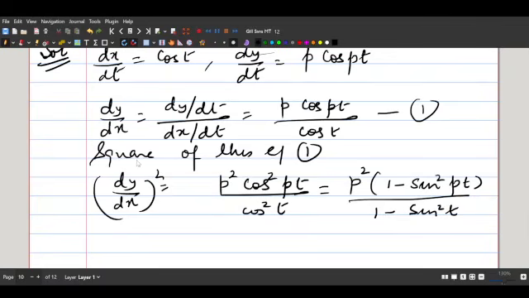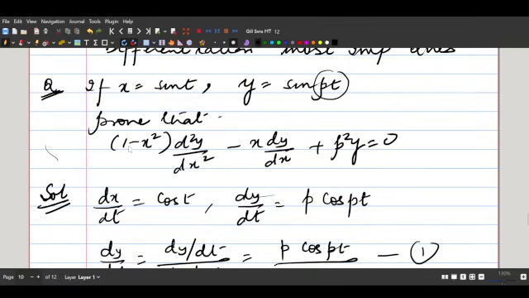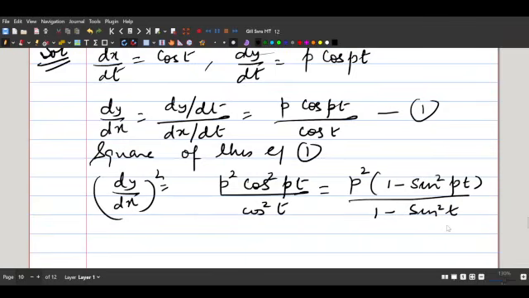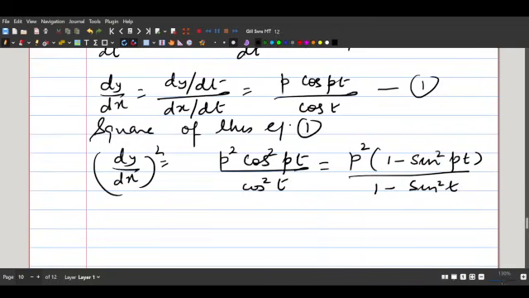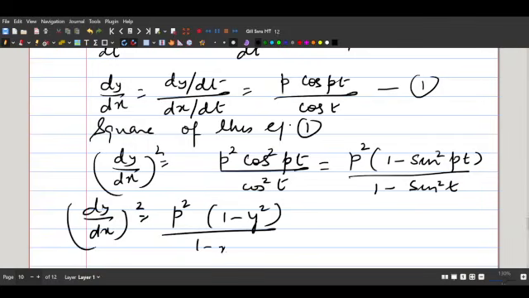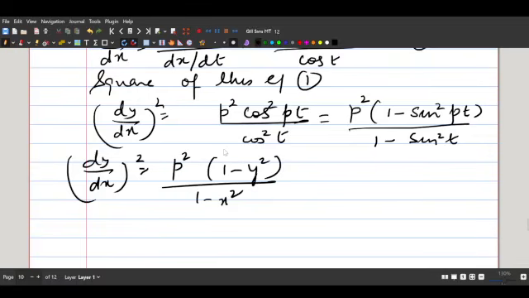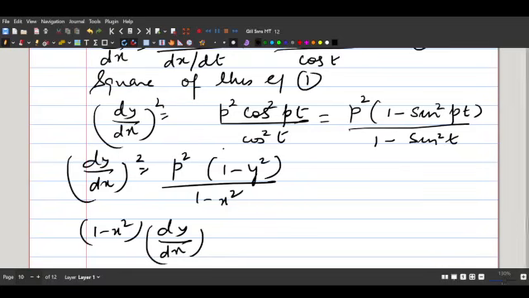Now we are going to replace it. It's given to us that x is sin t. So wherever we have sin t, we are going to take x, and where we have sin pt, we are going to take y. So we are converting this in terms of x and y, and by converting in terms of x and y, it will become simpler for us to take the derivative. So this is p square (1 minus y square) divided by (1 minus x square). And then we will cross multiply, and then it is p square (1 minus y square).